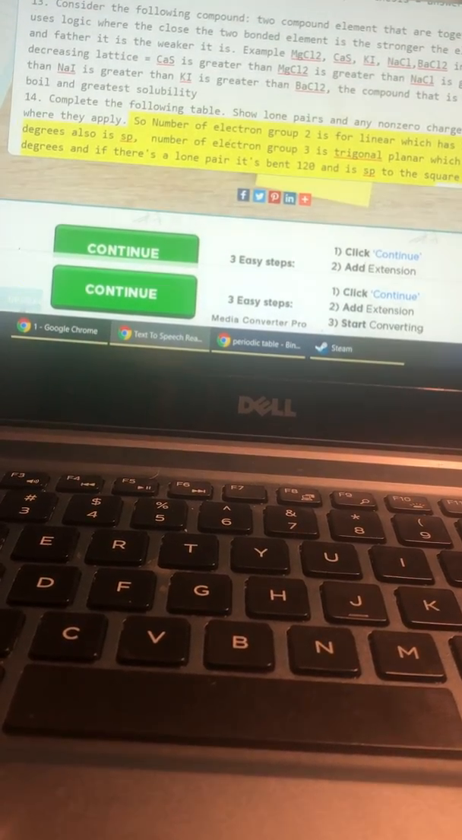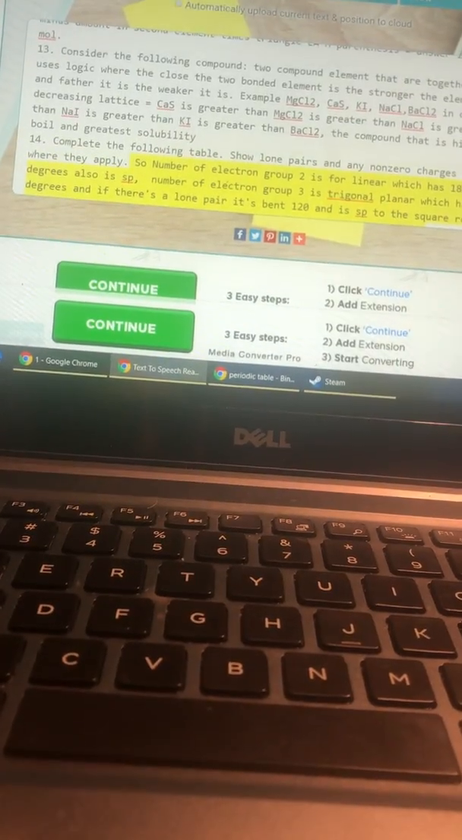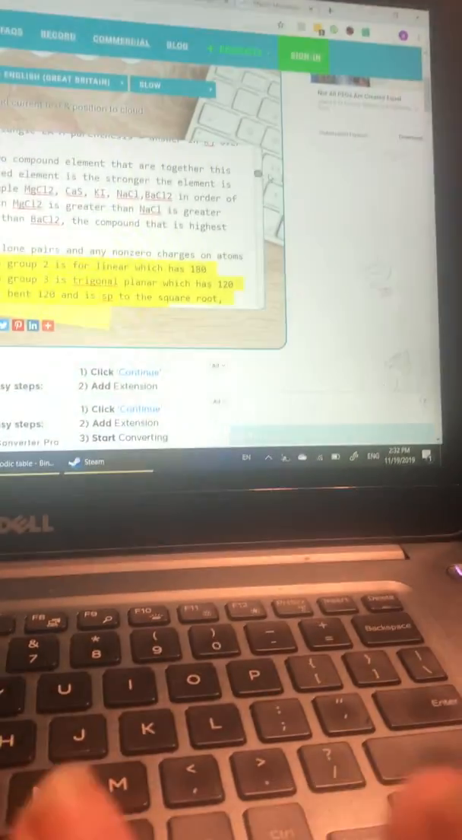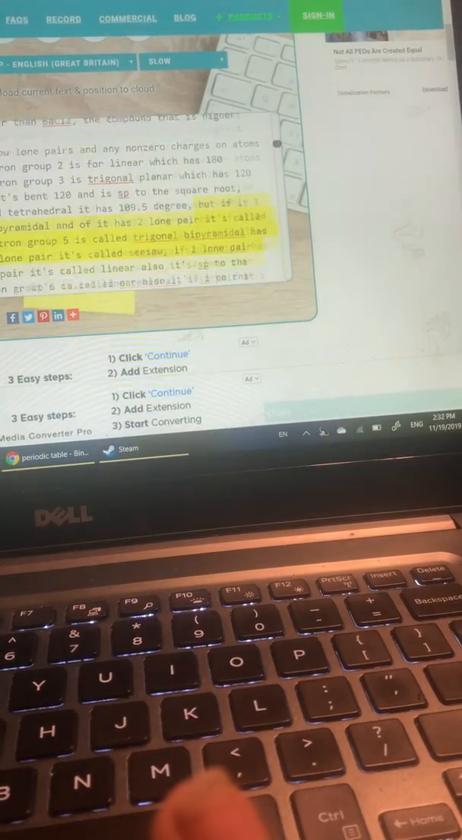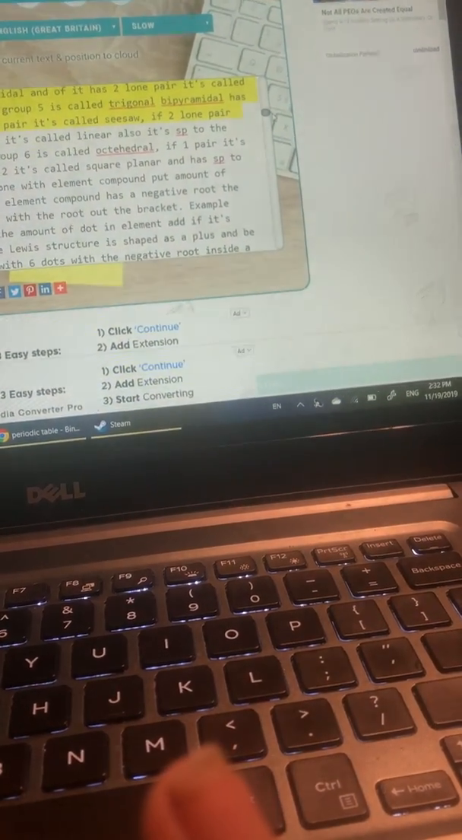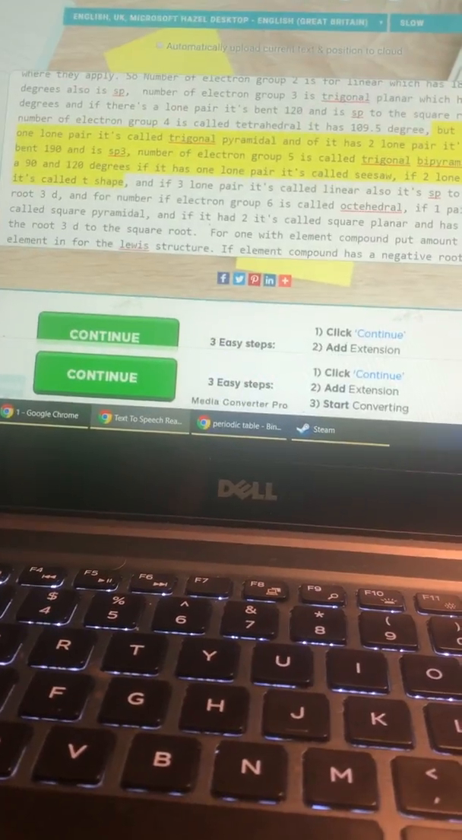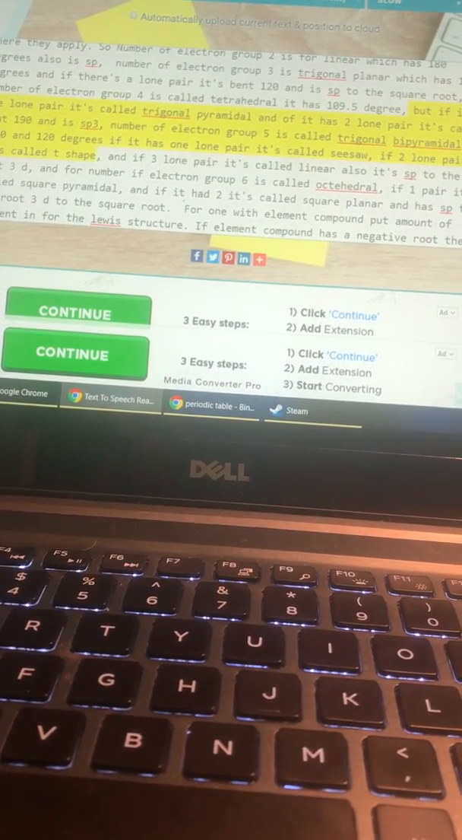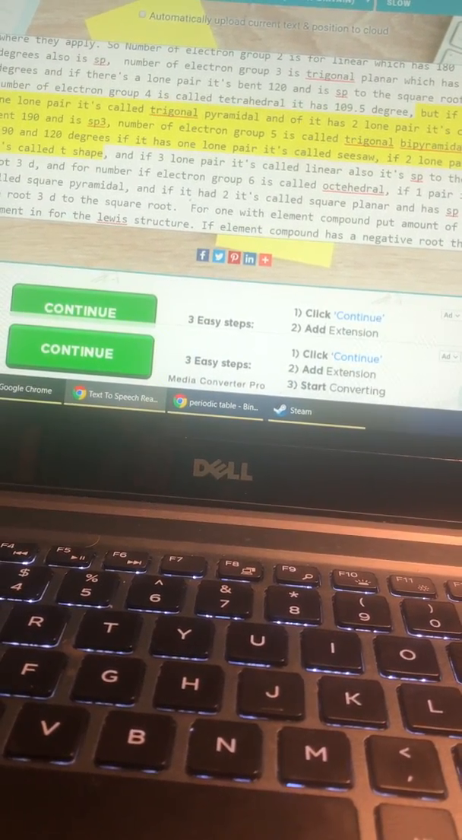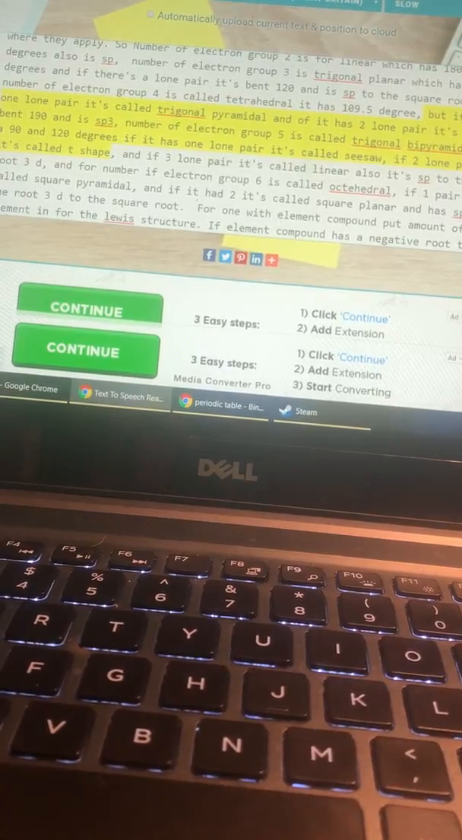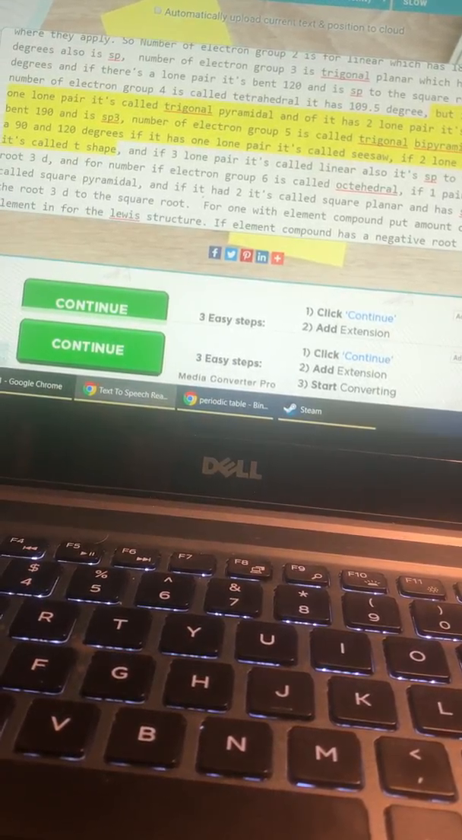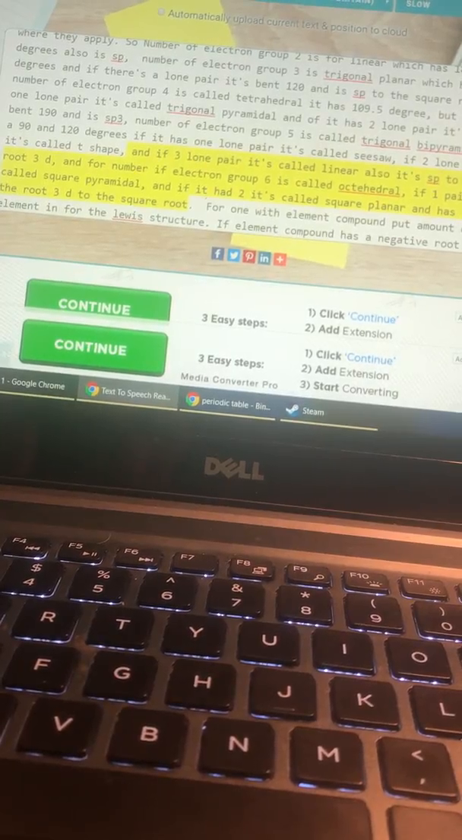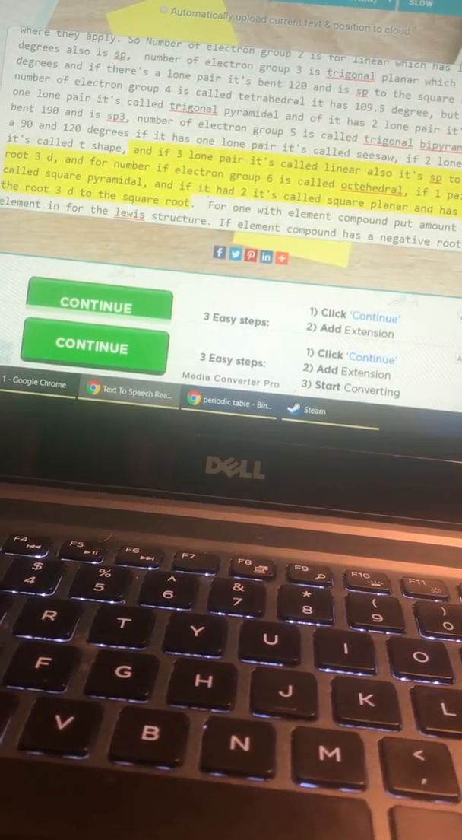Number of electron groups 4 is called tetrahedral, it has 109.5 degrees. But if it has one lone pair it's called trigonal pyramidal, and if it has 2 lone pairs it's called bent, 109.5, and is sp3. Number of electron groups 5 is called trigonal bipyramidal, with 90 and 120 degrees. If it has 1 lone pair it's called seesaw, if 2 lone pairs it's called T-shape, and if 3 lone pairs it's called linear, also it's sp3d.